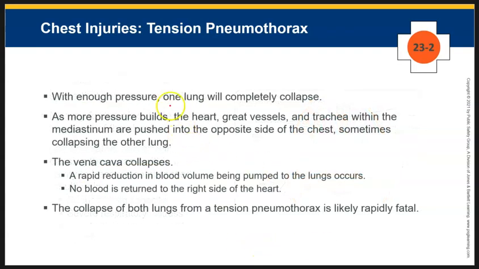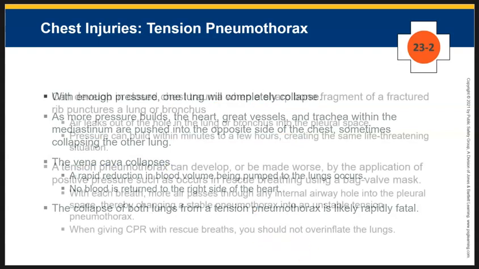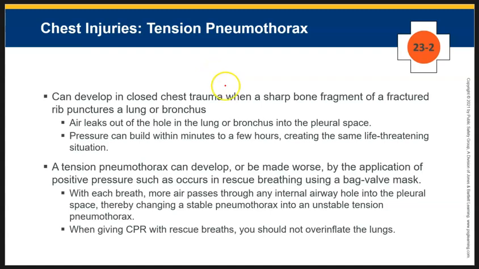With enough pressure, one lung will completely collapse, and we see, in addition to the displacement of some of the organs in the mediastinum, collapsing of the vena cava. What will this result in? Well, this will result in some key signs and symptoms that we'll take a look at in the next slide.